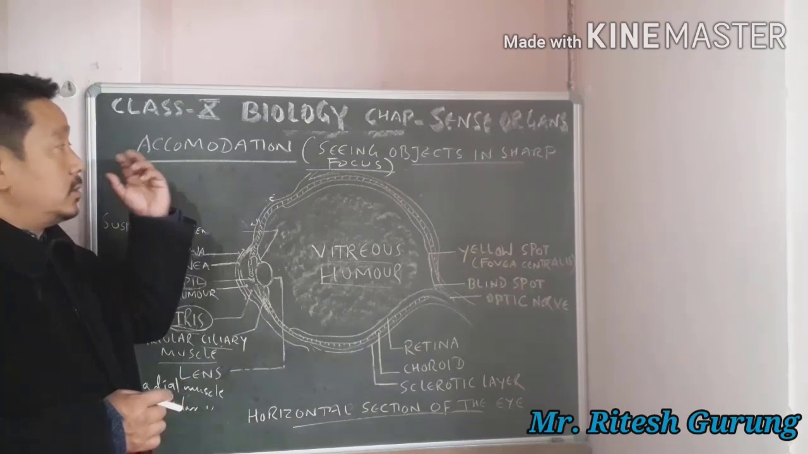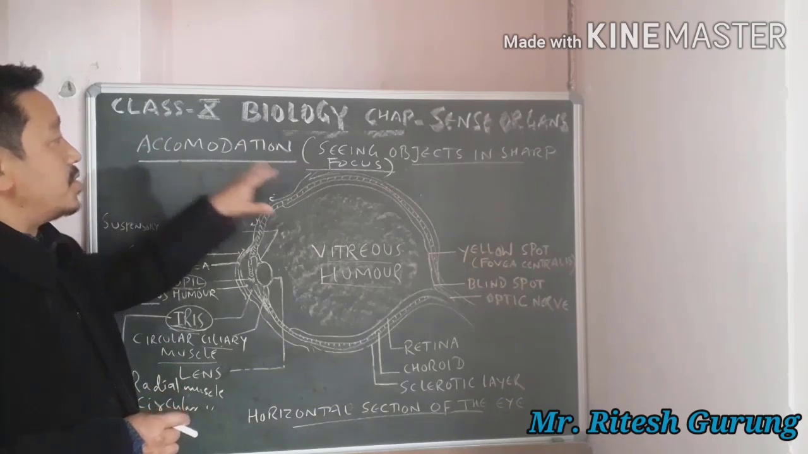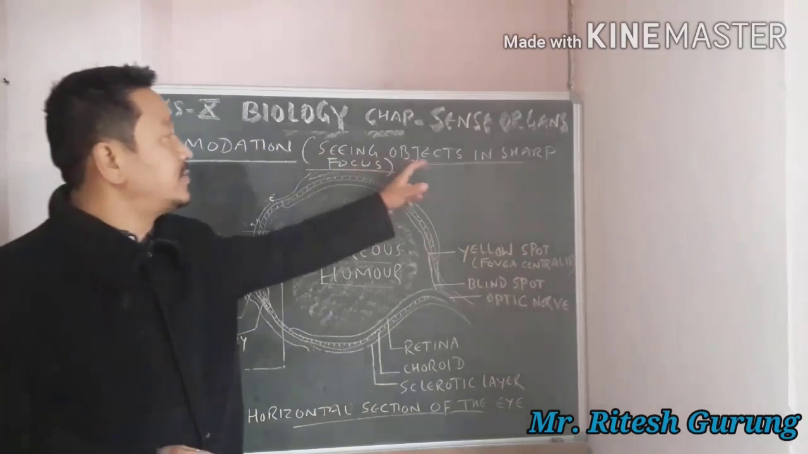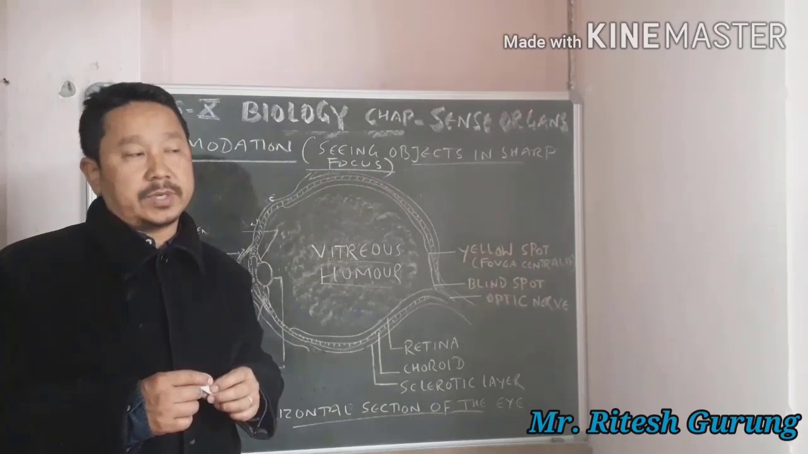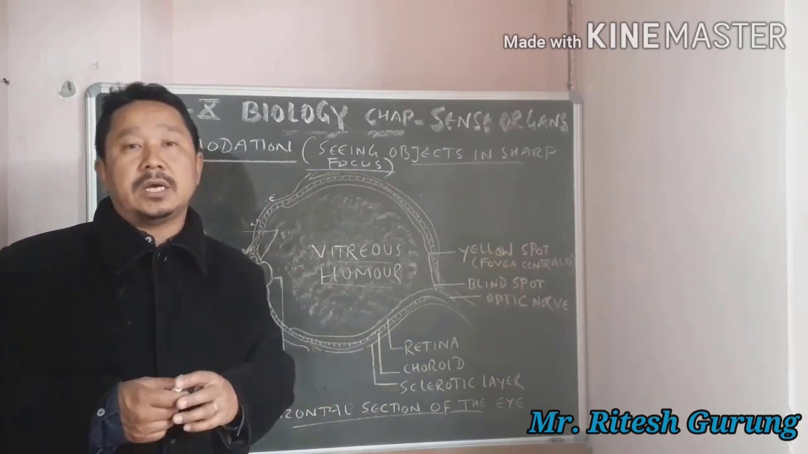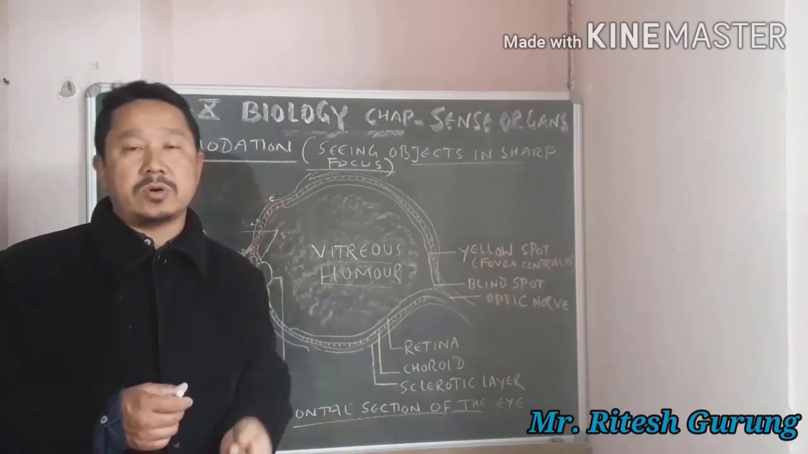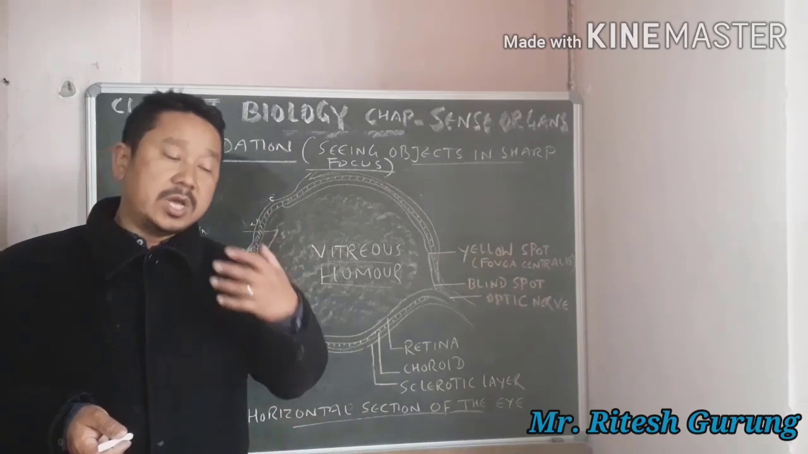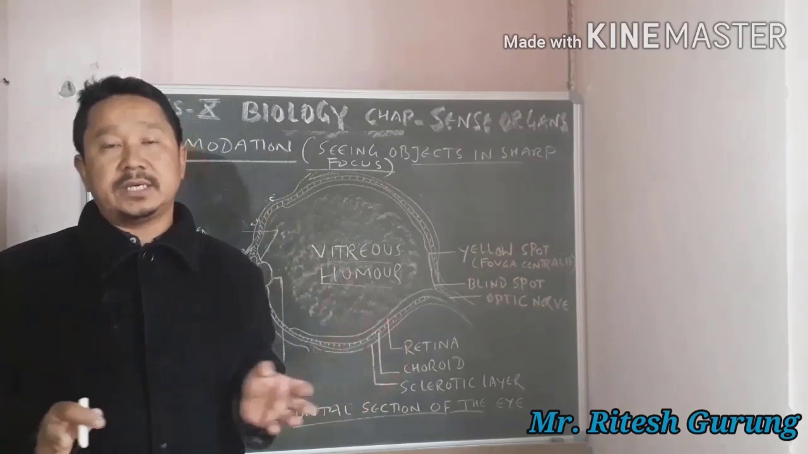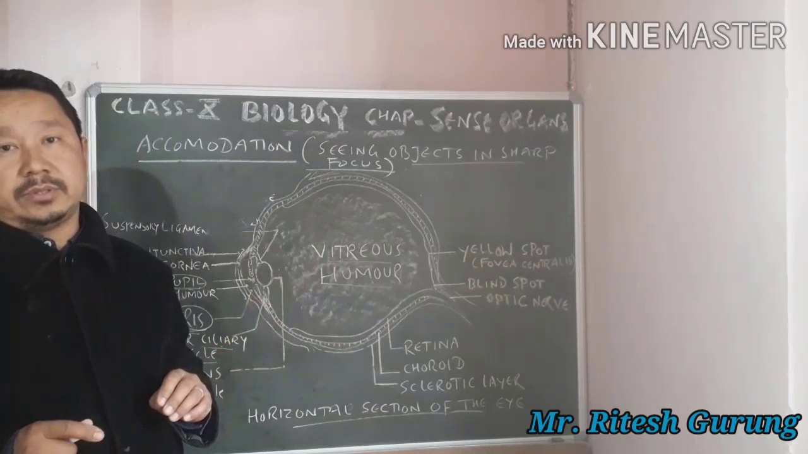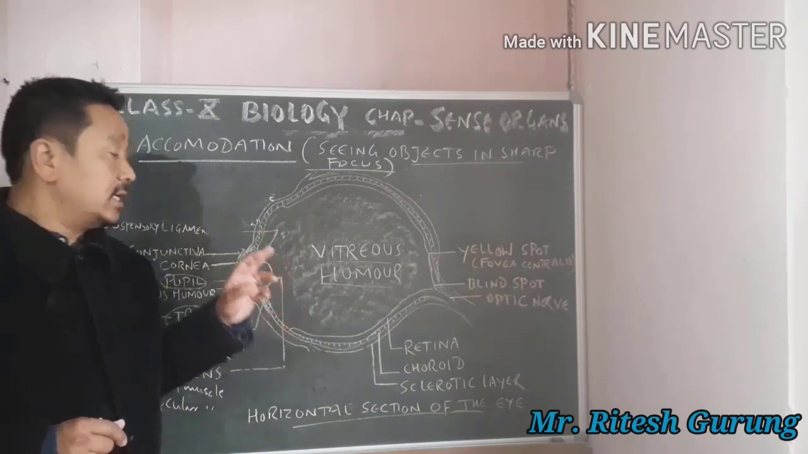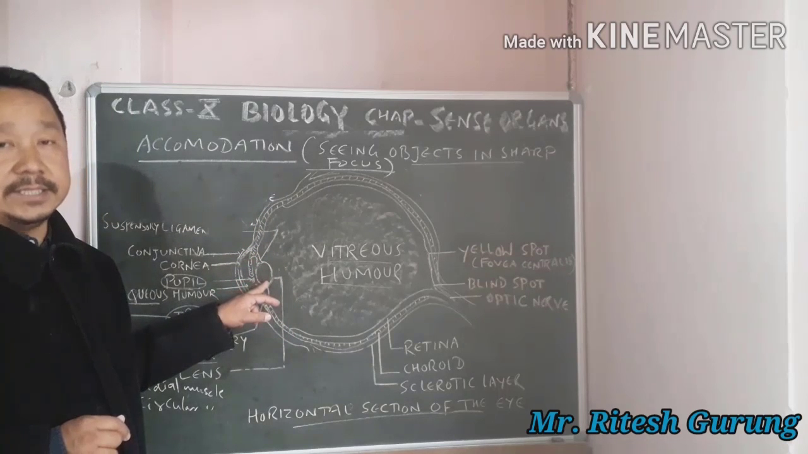Now the point that you have to know is accommodation here. Accommodation means seeing objects in sharp focus. To see objects clearly, the image should be in sharp focus in both the eyes. So the process of focusing the eyes to see objects at different distances is called accommodation, and this is mainly brought about by the change in the shape of the lens.